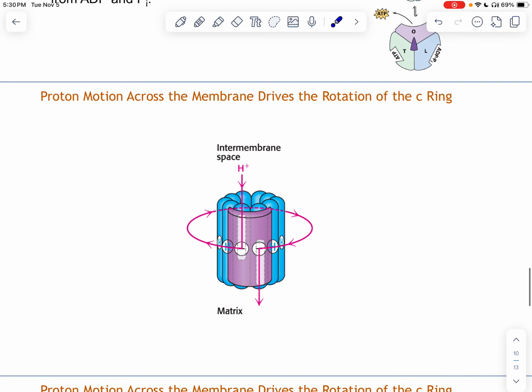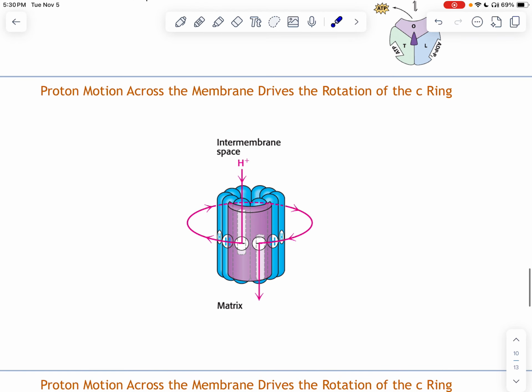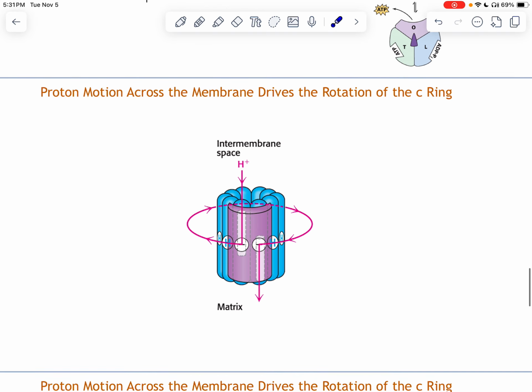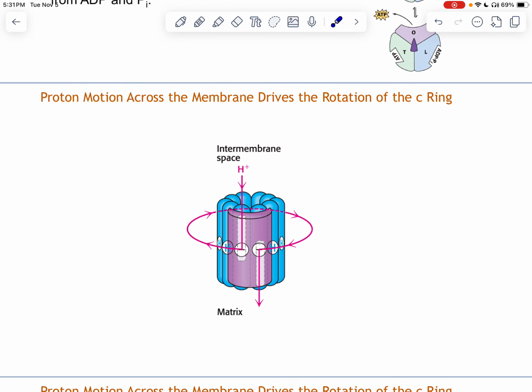So let's look at the proton motion across the membrane that drives this rotation of the C-ring. We need this to move the rotor, which changes the various conformations of our alpha beta dimers. We know where the active site is. It's on those beta pieces of those alpha beta dimers. We know how the structure-function relationship of that rotor spinning causes conformation changes to the active site to allow the reaction to occur.